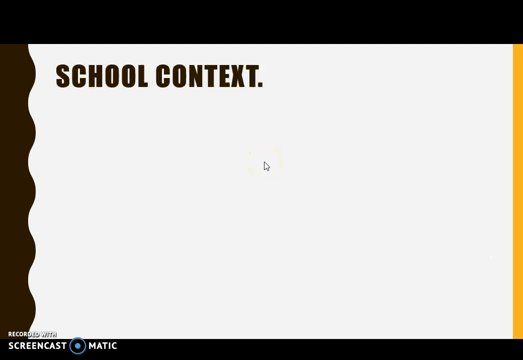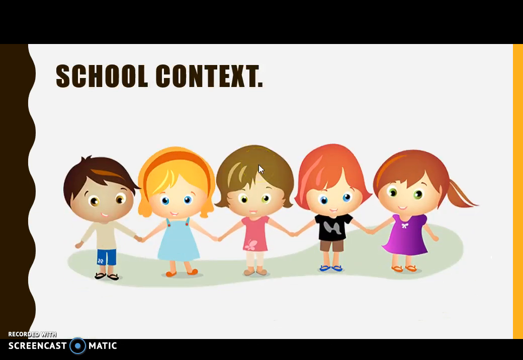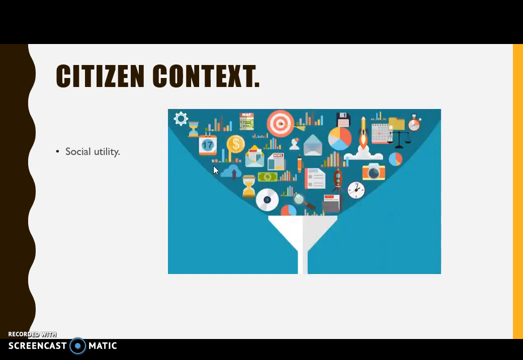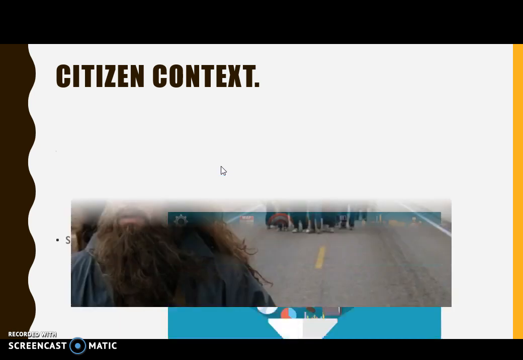The school context, where Forrest must deal with the acceptance of other children despite his disabilities. There is also the citizen context, applying the ability to occupy a place of utility in society. In my opinion, the best moment in the movie to highlight this idea is when Forrest just walked.